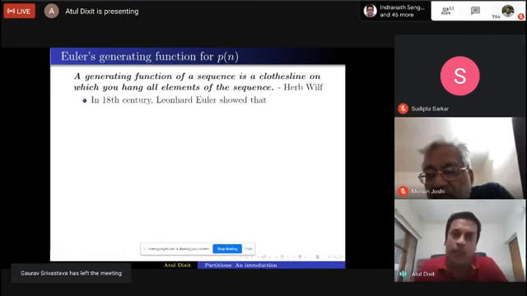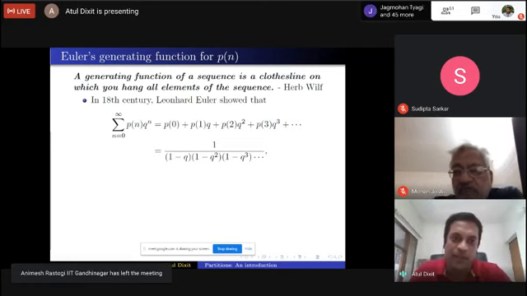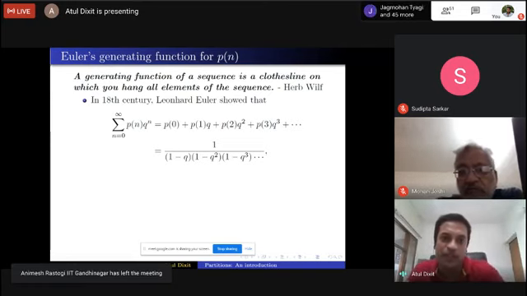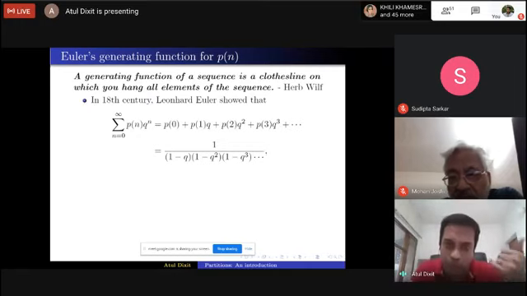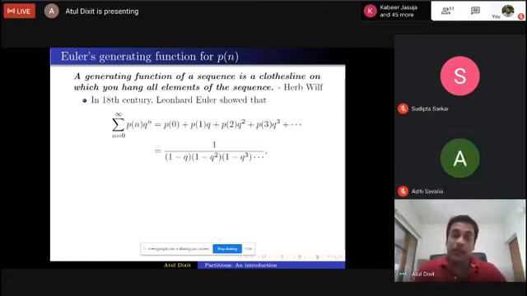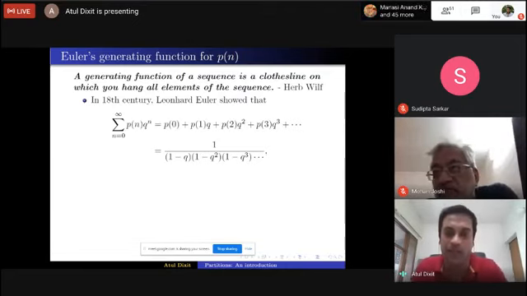So what did Euler do? Euler found this beautiful formula. The generating function is on the left: the summation n equal to 0 to infinity, P of n, q to the n. In long hand, you can write it as P of 0 plus P of 1 times q plus P of 2 times q square plus so on. What Euler showed is that this generating function is given by this infinite product, 1 upon 1 minus q times 1 minus q square times 1 minus q cube and so on.